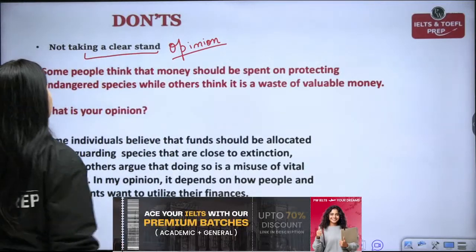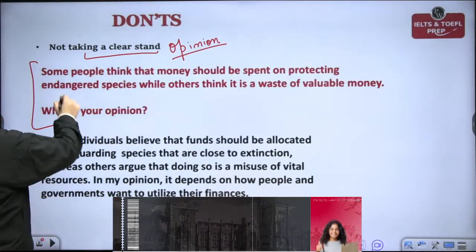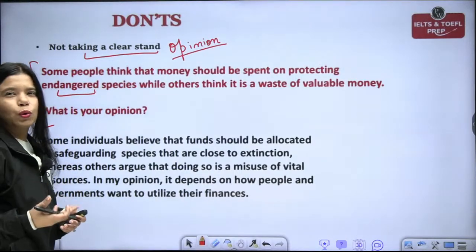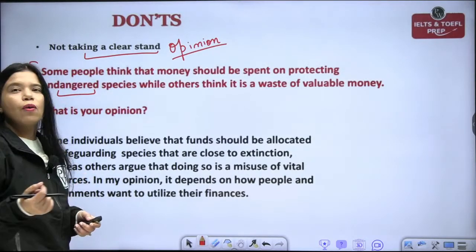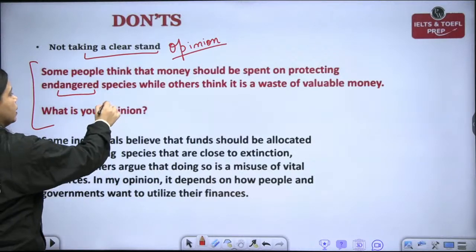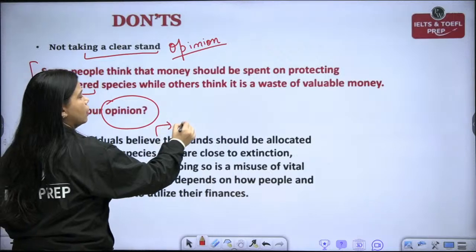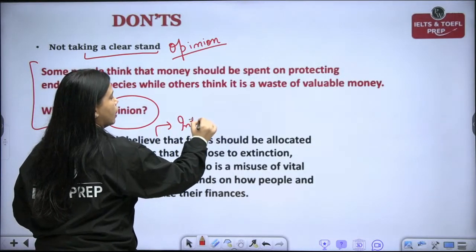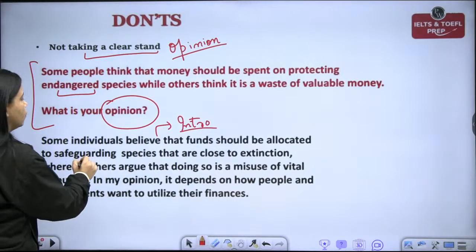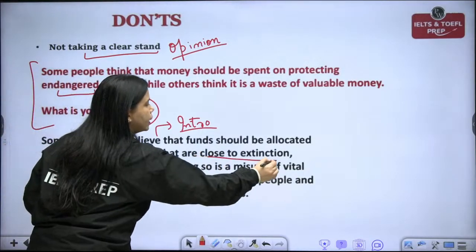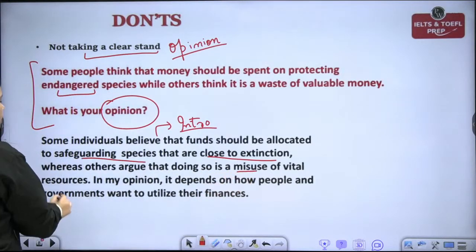Let's read this. So the question is, some people think that money should be spent on protecting endangered species. Endangered means जो लुप्त होने वाली हैं, which are close to extinction. Endangered species, while others think it is a waste of valuable money. What is your opinion? So they are clearly asking for your opinion. Let's see कि मैंने ये introduction paragraph लिखा है और मैंने ये introduction paragraph कैसे लिखा है, what I have done over here. I'm saying some individuals believe that funds should be allocated to safeguarding species that are close to extinction, whereas others argue that doing so is a misuse of vital resources.